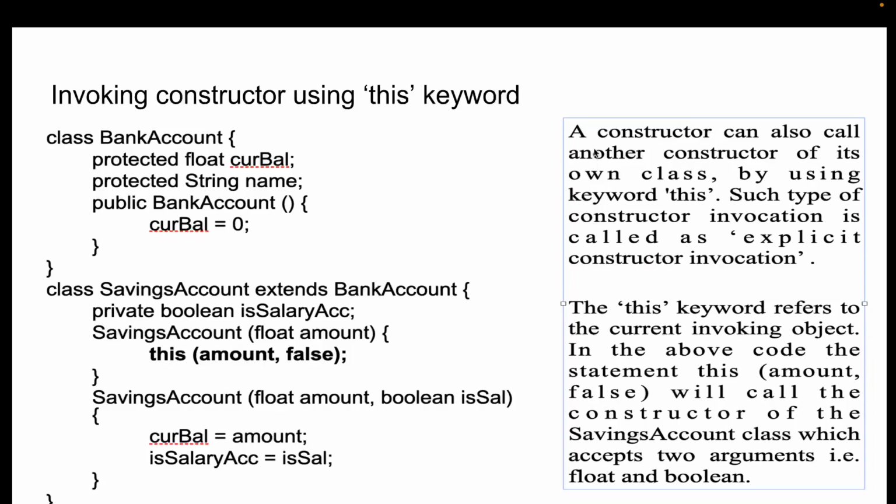Just see this. A constructor can also call another constructor of its own class by using the keyword this. Such a type of constructor invocation is called explicit constructor invocation. The this keyword refers to the current invoking object. In the above code, the statement this(amount, false) will call the constructor of the SavingsAccount class, which accepts two arguments, that is float and boolean. So I have shown you this example with the student class.